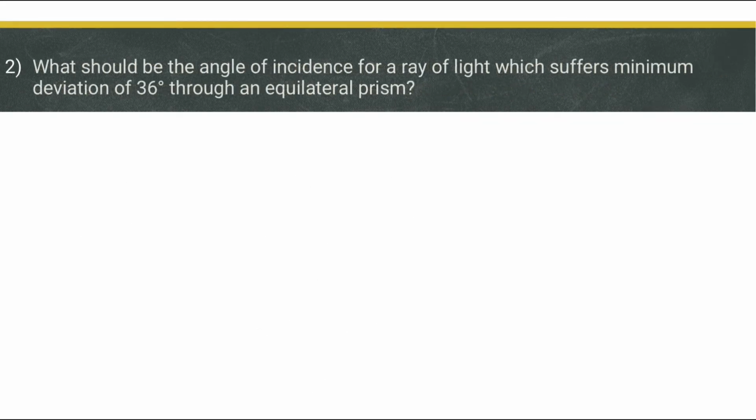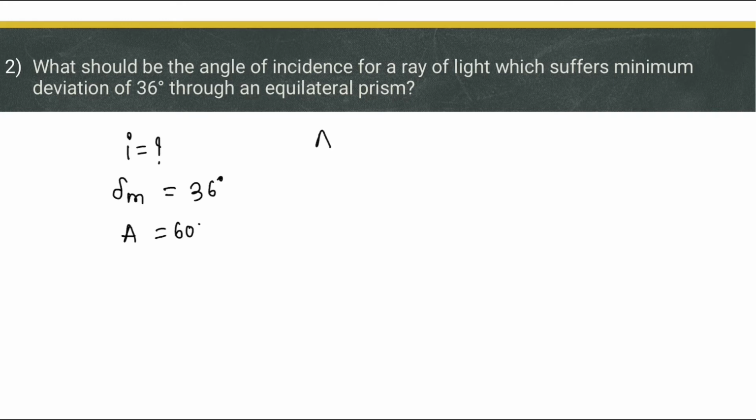Second numerical. What should be the angle of incidence for a ray of light which suffers minimum deviation of 36 degree through an equilateral prism? So here we want to find out the angle of incidence. Minimum deviation is 36 and prism is equilateral, meaning prism angle is 60.